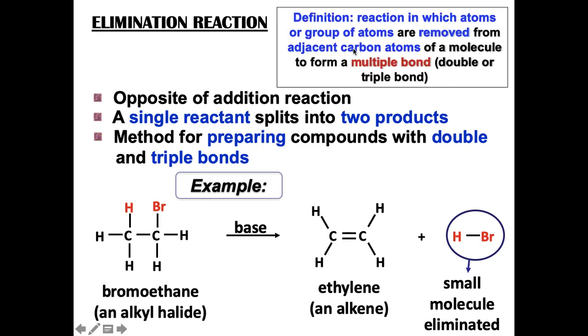In this elimination reaction, you remove atoms or groups of atoms from adjacent carbon atoms of a molecule to form a multiple bond, a double or triple bond. In this example, we form a double bond.